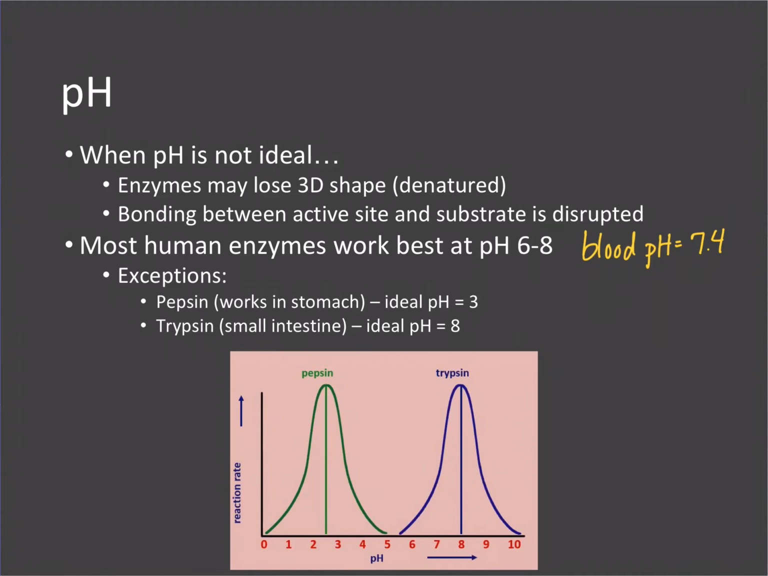Now, interestingly, trypsin is an enzyme found in the small intestine of humans, and it has an ideal pH of 8. And it's interesting because as the pepsin from the stomach moves into the trypsin, the pepsin actually becomes denatured, and then the trypsin actually becomes activated. So our body actually controls which enzymes are active by changing the pH environment of different parts of our body.